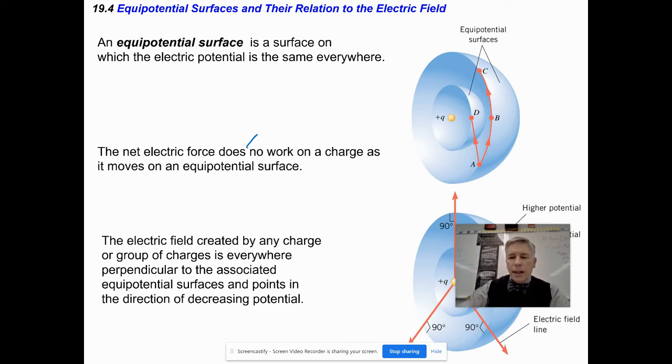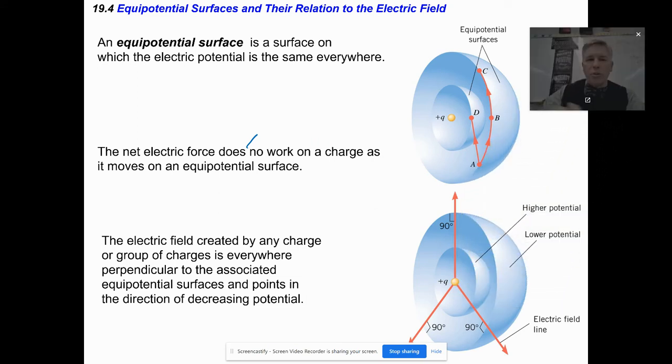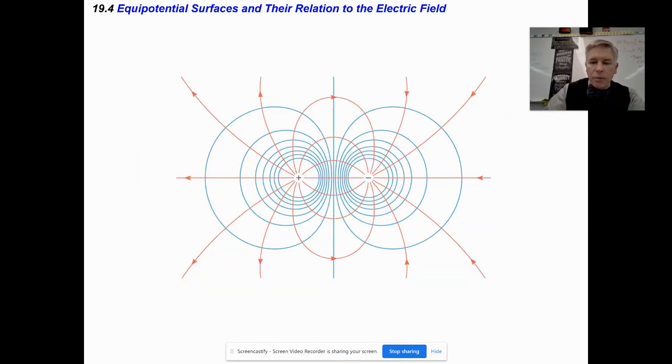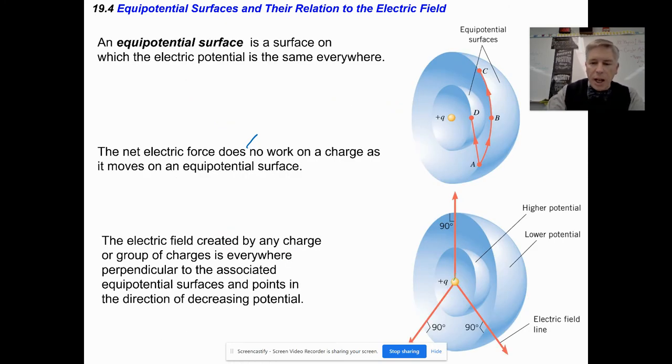The last little bit is on what we call equipotential surfaces. We know that if I have a little charge here, it's going to produce an electric field that's going to be a series of lines pointed away from it. So this red is the electric field, and it would just be moving out.